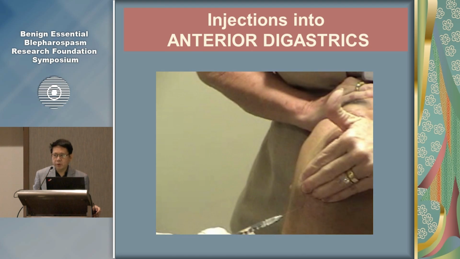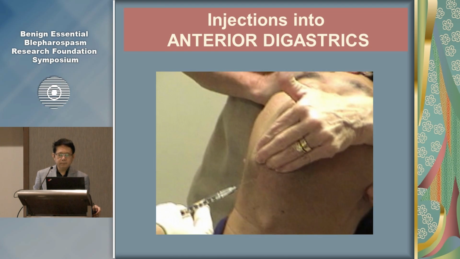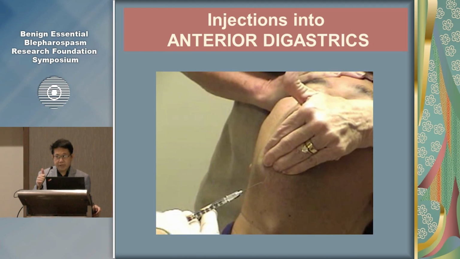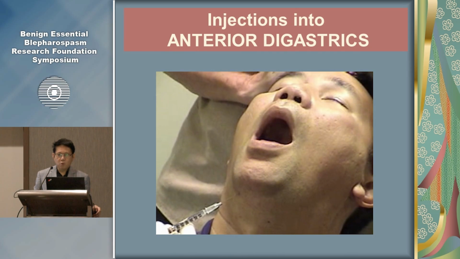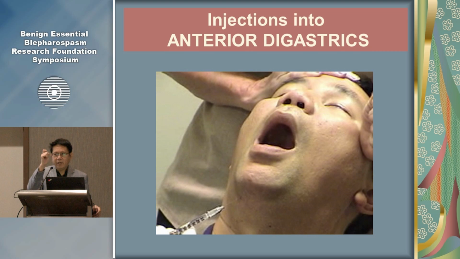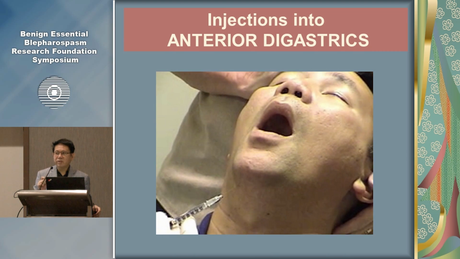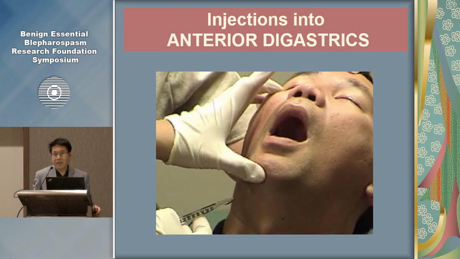jaw opening dystonia. Again, under EMG. So once I know I'm there in the muscle, I inject. Now, what if you're too deep? Then you'll be in the tongue, and you don't want to inject the tongue. Trust me.